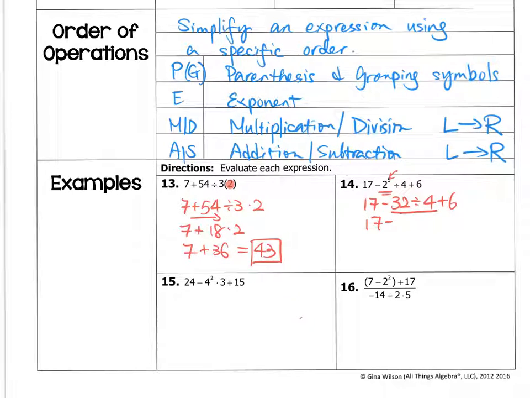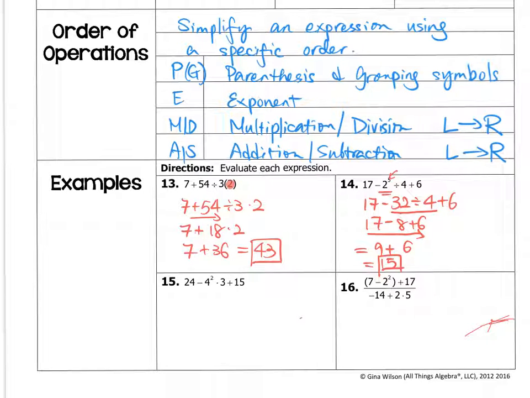Now I look at the division first. 32 divided by 4 is 8. And I'll bring the rest of them down. So now I don't have multiplication and division anymore. I only have subtractions and addition. Same thing, I go from left to right. So my final answer becomes 9 plus 6, which is 15.